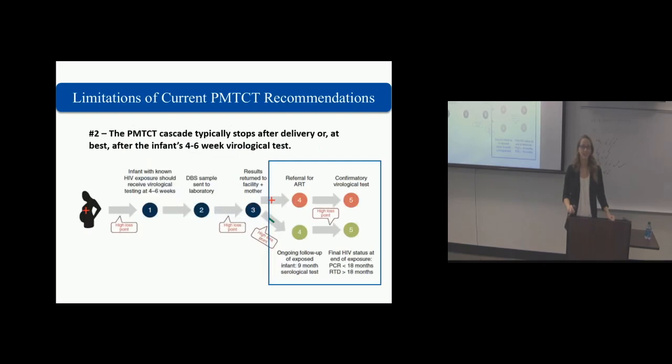The second limitation is the cascade, typically for the infant, stops after delivery or at best at the 6-week virological time point. So an HIV-positive mother gives birth. She's to bring her child back at 4 to 6 weeks to receive a PCR to make sure they're not infected through the delivery period or while the mother was pregnant. If that child is deemed HIV negative, you're supposed to come back at 9 months and then at 18 months for rapid testing, meaning that entire 18-month postpartum period, there's only 2 testing time points where this child is continually exposed to the virus.